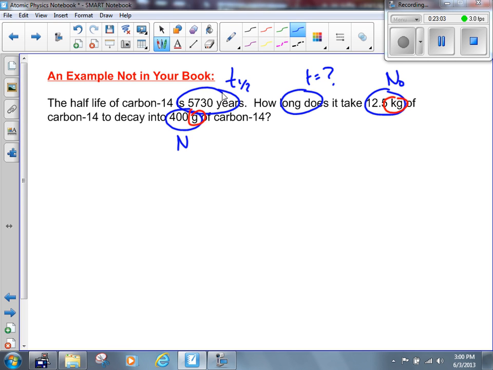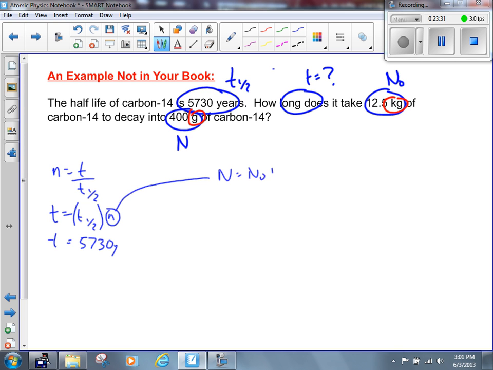The only equation I know here that has t in it, which is what we're looking for, is this one. n is equal to t over t 1/2. Rearrange it to solve for t, it becomes t 1/2 times n. t 1/2 is 5,730 years. n, we don't know. So let's use our other equation to solve for little n here. N is equal to N sub 0 times 1/2 to the little n. We know what N is. We know what N sub 0 is. How do we solve for little n here?